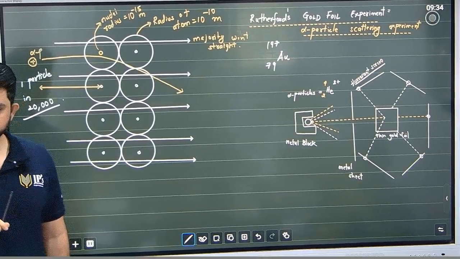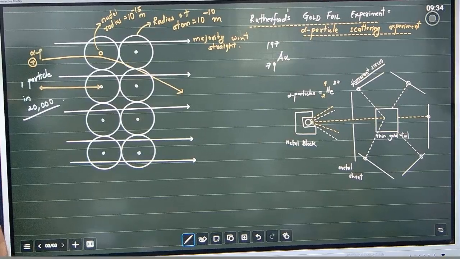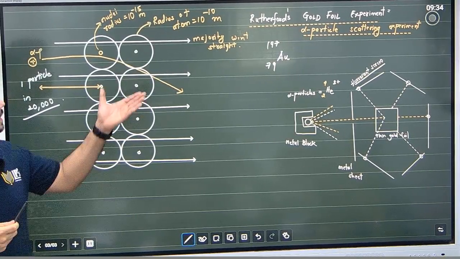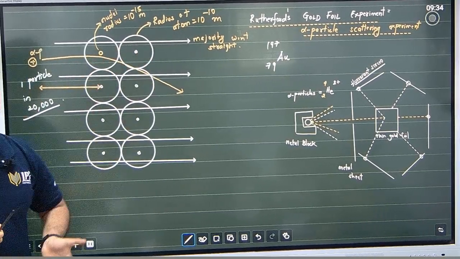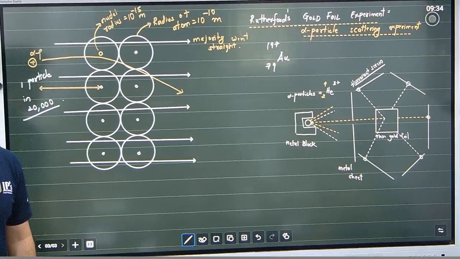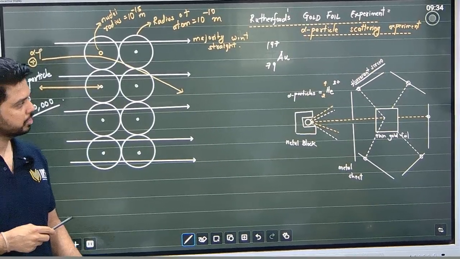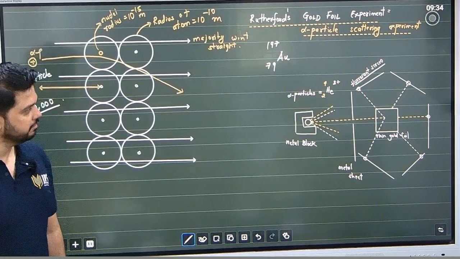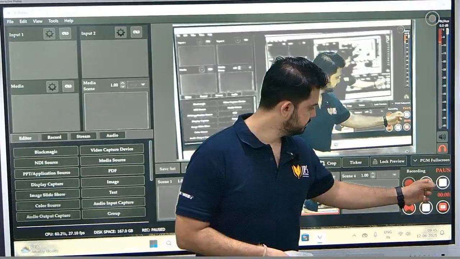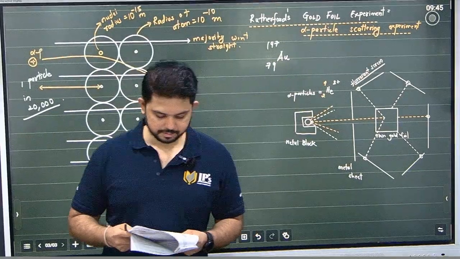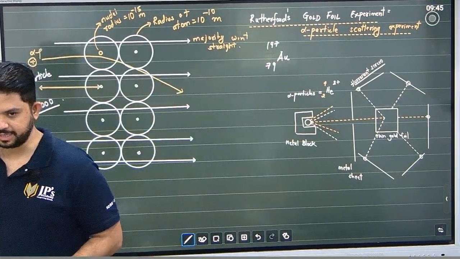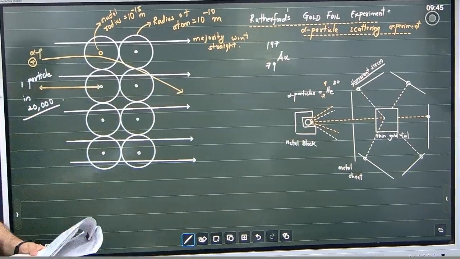After this we also have to do a small derivation, if you really want to understand how the radius of the atom or the radius of the nucleus was discovered. Understood? Copy the diagram, then we'll write the theory. Please write down observations and conclusions.